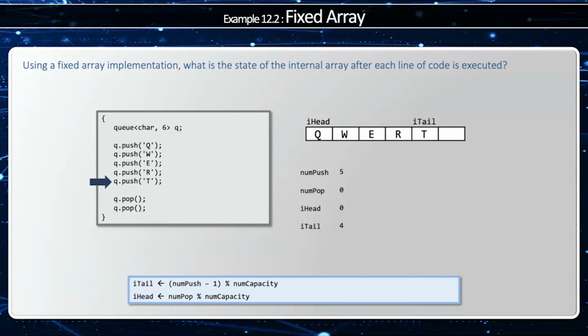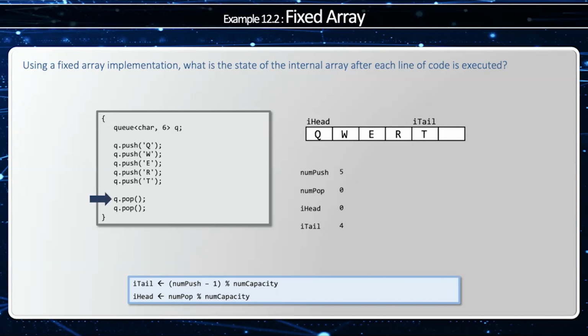I have pushed 5 times, so num push equals 5. I've never popped, so that remains 0. My head is num pop, which is 0, mod num capacity, which is 0, so that is correct. And my tail is num push, there's 5 of them, minus 1 makes 4. 4 mod num capacity, which is 6, is still 4.